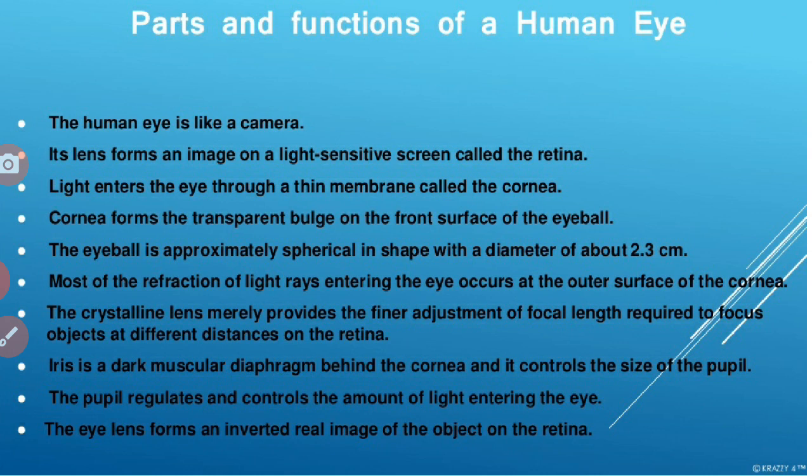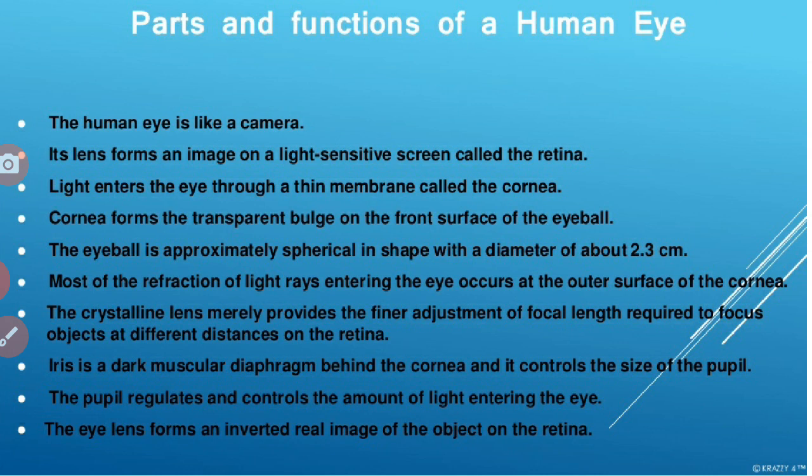Parts and function of the human eye. The human eye is like a camera. Its lens forms an image on a light sensitive screen called the retina. Light enters the eye through a thin membrane called the cornea. The cornea forms the transparent bulge on the front surface of the eyeball. The eyeball is approximately spherical in shape with a diameter of about 2.3 centimeter.